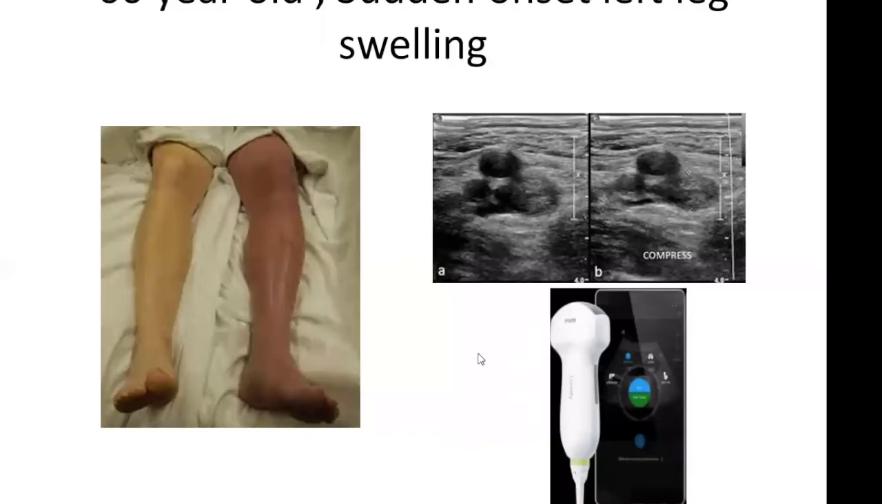This is the case I went up to ITU for last night, a patient with an acute limb that was clearly of a different colour. It's swollen, the entire limb, it's purple. And I used my iPhone ultrasound. I went up, and this is what I saw: there was a thrombus in the common femoral vein. This was not compressible with ultrasound.